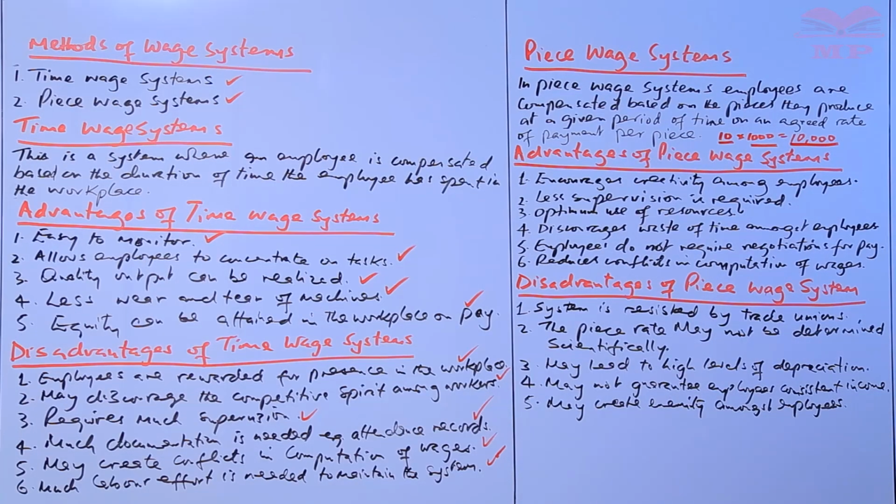So advantages of piece wage systems, dear learner: number one, encourages creativity among the workers. Number two, less supervision is required. Number three, optimum use of resources. Number four, discourages waste of time amongst employees. Number five, employees do not require negotiations for pay. Number six, reduces conflicts in computation of wages.